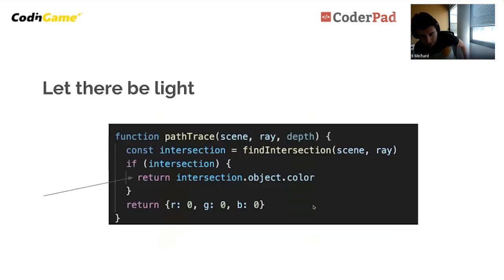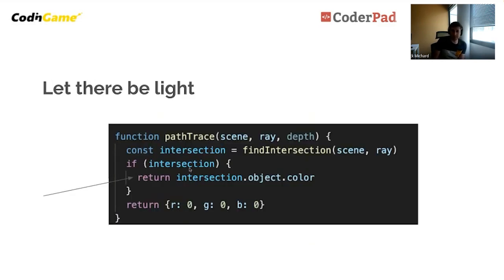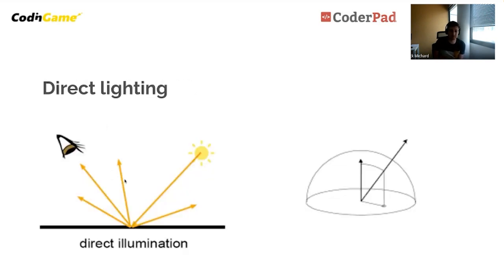So now, let there be light. Have you seen that the scene is pretty flat? We need to add light to it. What we did for now is just returning the object color when there is an intersection. But what I want to do instead is compute the light at that point, so how much light is received at this specific point in space. We will start with what we call direct lighting, which is the light coming directly from all the lights.